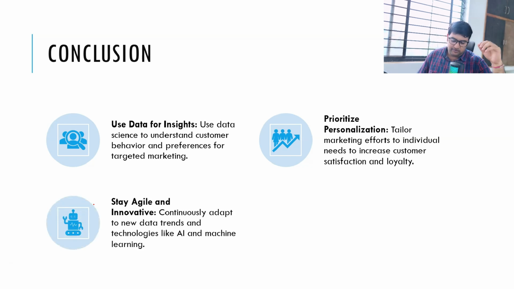And again, when you are trying to apply data science in marketing, you have to understand that things change really fast, so you have to stay agile and innovative. You have to continuously use data and apply your understanding and wisdom along with the data to figure things out and innovate.